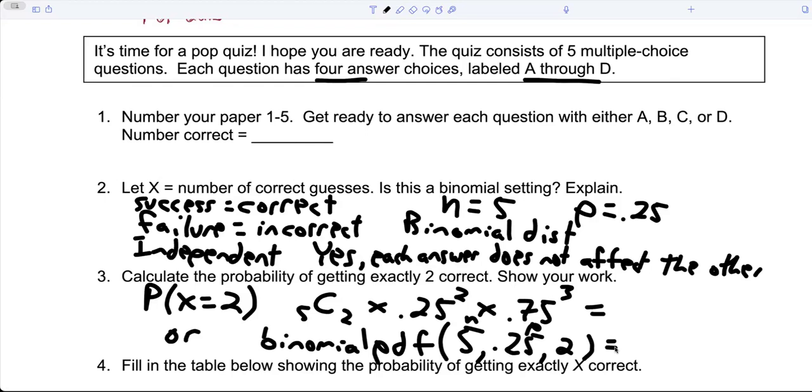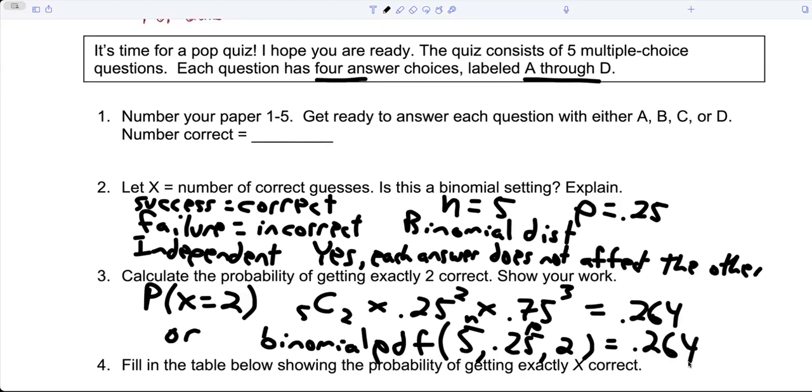And somebody help me out. What do we get? What is that? Okay, that's what I got. 0.264. So there's about a 26% chance that you get 2 of them right.